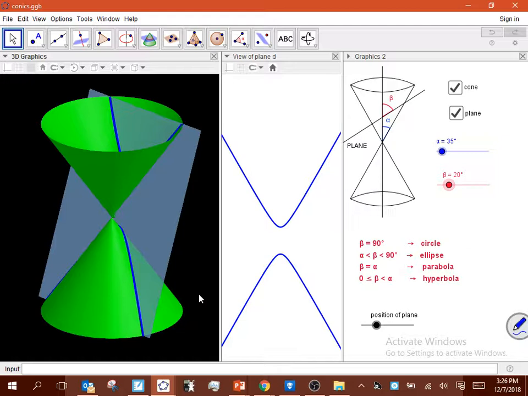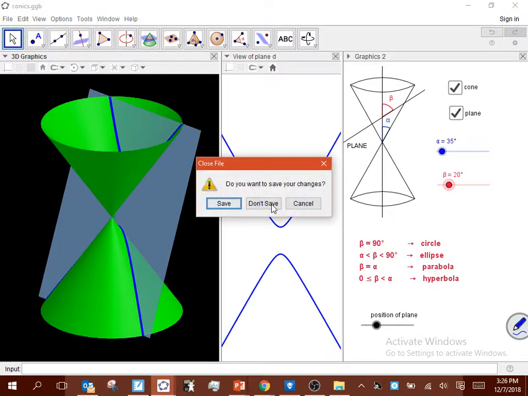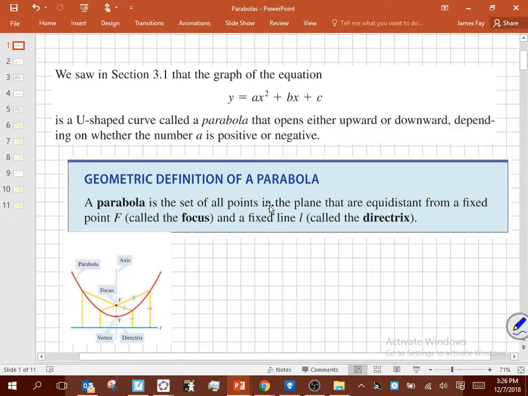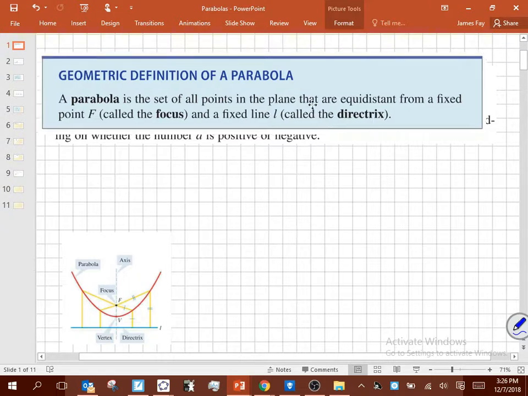Each one of these has an algebraic equation, but we're going to arrive at those algebraic equations through the use of a geometric definition. So that's what we're going to try to investigate here with parabolas, ellipses, circles, and hyperbolas. First one obviously being a parabola. So this is what I want to talk about, the geometric definition.